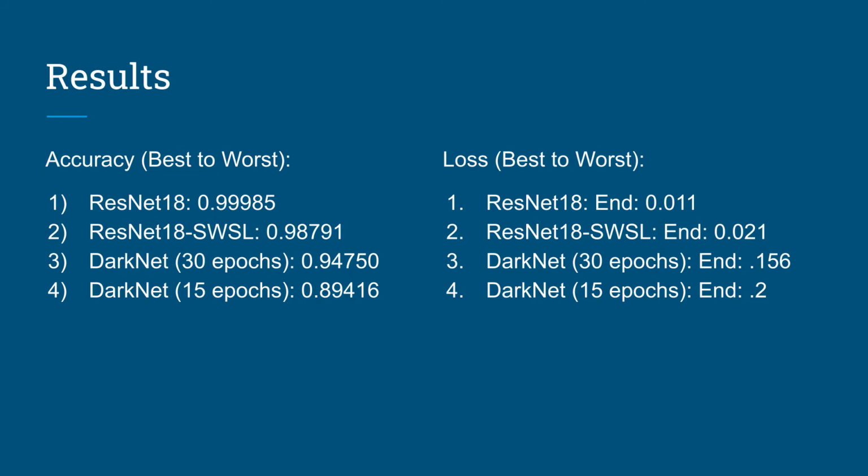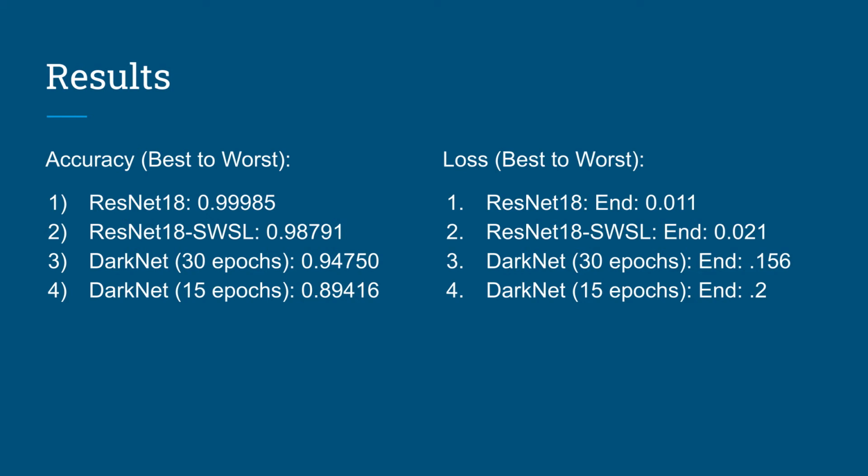The loss also follows the same pattern. ResNet 18 had the smallest loss at the end with 0.011, then ResNet 18 SWSL with 0.021, then DarkNet ran with 30 epochs with 0.156, and lastly DarkNet ran with 15 epochs with 0.2. Looking at the data, we can see that ResNet 18 was the best model for this dataset, with the highest accuracy and the lowest loss.